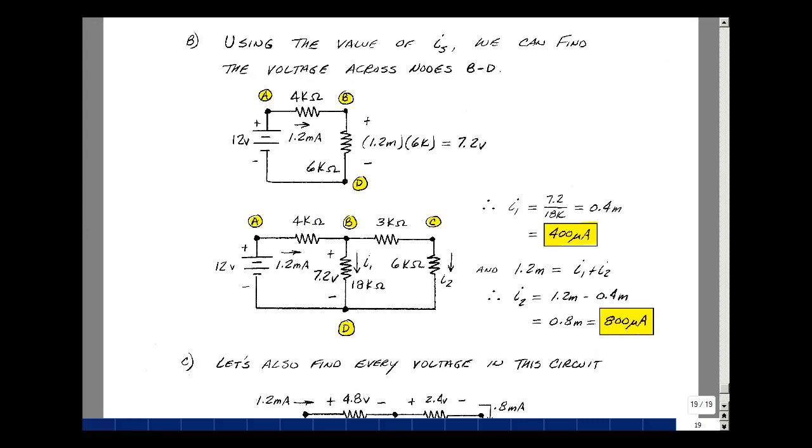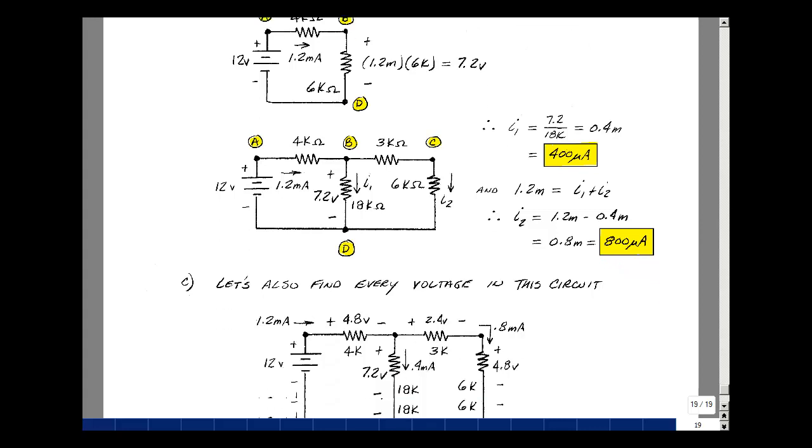Now, going back to the original schematic, now that we know this is 7.2 volts, I can begin to solve for the voltages around the remaining loops here. So I've got 1.2 milliamps entering. The current that's in here is 7.2 divided by 18K, and that's 0.4 milliamps. That's what I'm also trying to solve for, but I'll put that in engineering notation as 400 microamps. But I have 1.2 milliamps here and 0.4 leaving, so this has to be 0.8 leaving. We could do the formal Kirchhoff's current law. One of our answers we're looking for, so that would be 800 microamps.